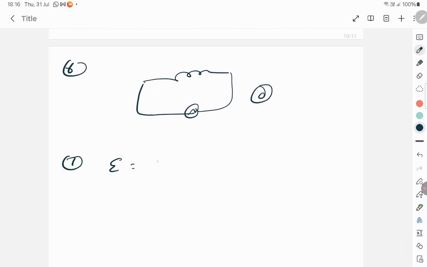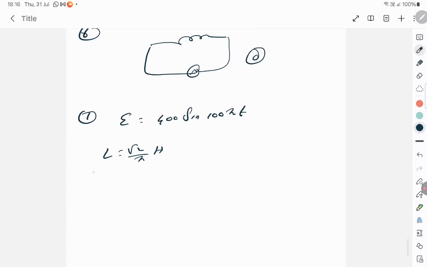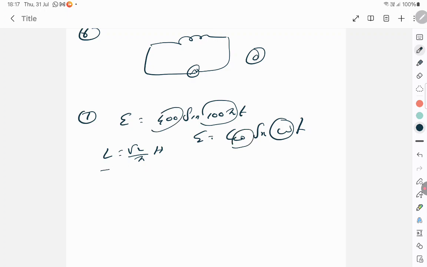An alternating current of EMF 400 sin 100 pi t is applied to a circuit containing an inductance of root 2 pi by h. So you have an inductance, and this is like E is equal to E naught sin omega t, where omega itself is 100 pi, and you know E naught itself is 400. You know that L has been given. If an AC ammeter is connected to the circuit, its reading means the IRMS value. You can find ERMS using E naught by root 2, which is 400 by root 2, and once you get that, you can write IRMS as ERMS by impedance.